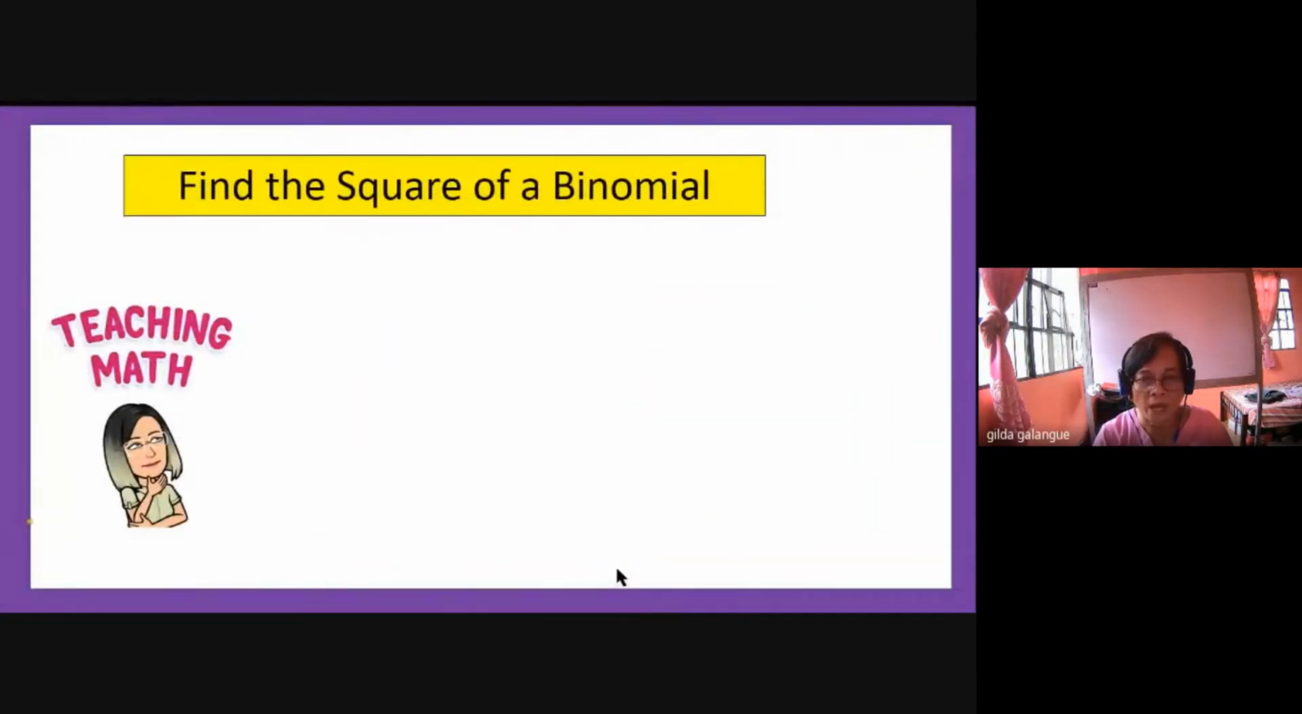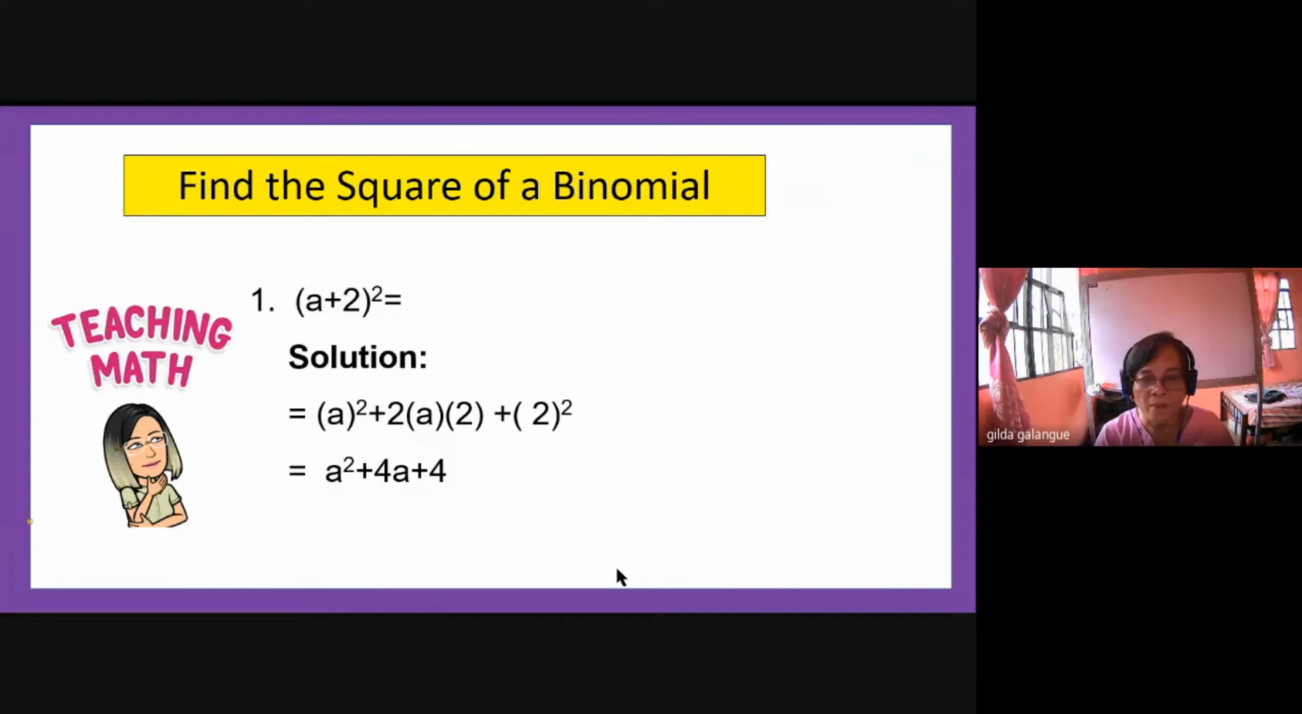So we need to find the square of a binomial using the given example. The problem is a plus 2 quantity squared. We square our first term. What is our first term? Our first term is a. We square a. Twice the first and the second. The first term is a. The second term is 2. That is 2 times a times 2.